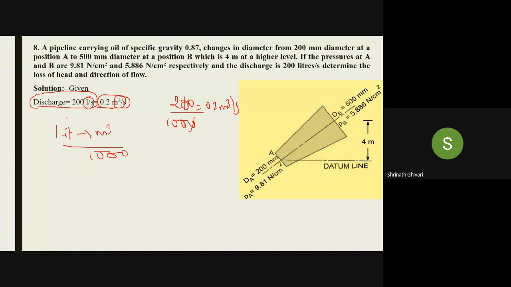Okay. Sometimes they may give 200 liter per hour. Liter per hour. So 1 hour has 3600 seconds. You do the calculation and get it. Okay.